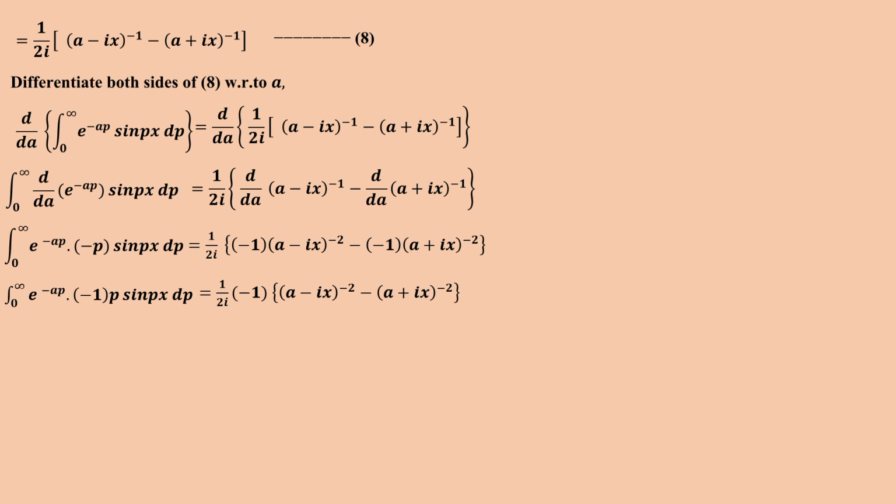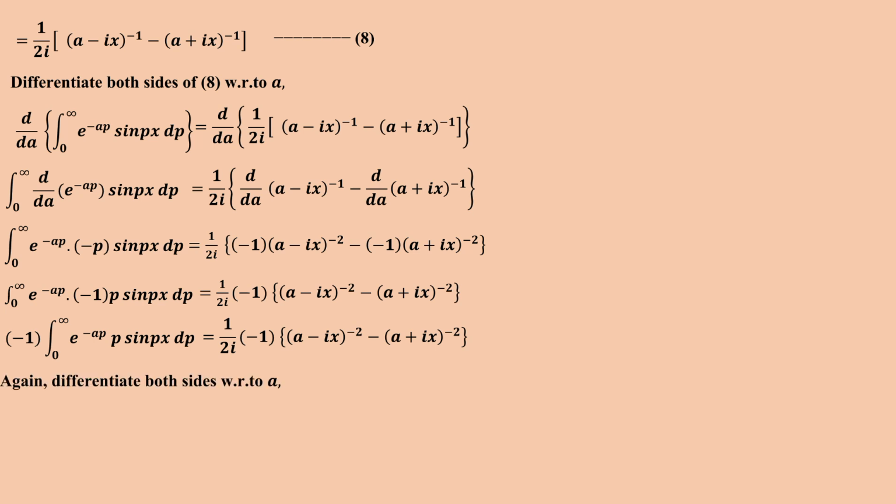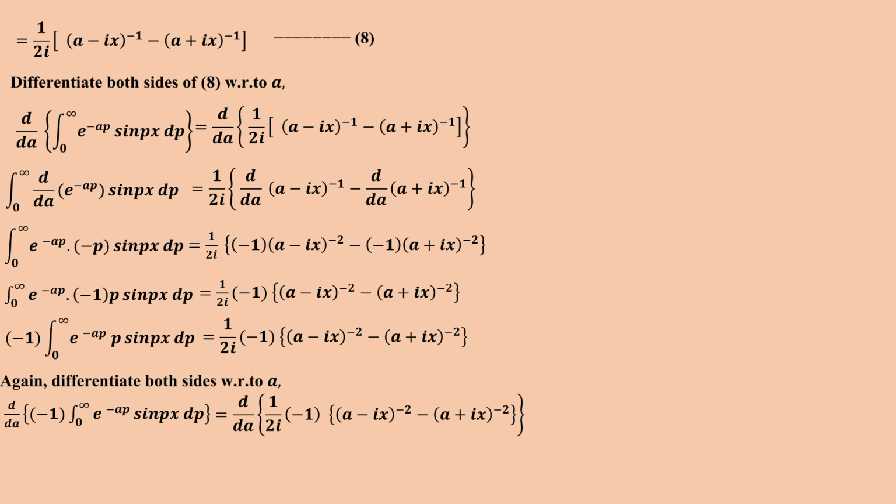Minus 1 is common, take it outside, into (a minus ix) power minus 2 minus (a plus ix) power minus 2. So taking minus 1 outside the integral, minus 1 into integral 0 to infinity e power minus ap p sin px dp, which is equal to 1 by 2i minus 1 into (a minus ix) power minus 2 minus (a plus ix) power minus 2. Again differentiate both sides with respect to a. So d by da of minus 1 integral 0 to infinity e power minus ap p sin px dp, which is equal to d by da of 1 by 2i minus 1 into (a minus ix) power minus 2 minus (a plus ix) power minus 2.